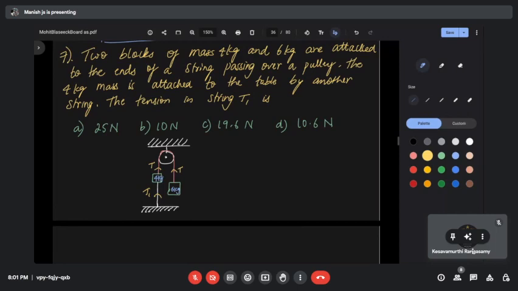So again, you have to draw the free body diagram and then simplify. Yes, so for individual blocks also you can draw it and then you can further proceed. So first, draw the free body diagram for the 6 kg block. You have to write the expression. Likewise for the 4 kg block.